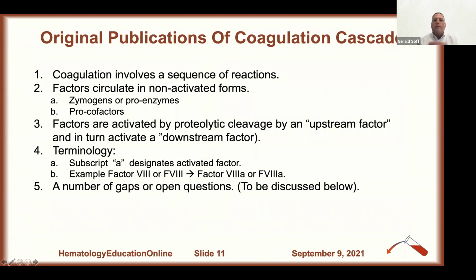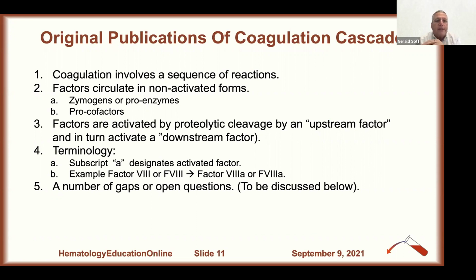So what do we take from this? Number one is that the coagulation cascade involves a sequence of reactions. Factors circulate in a non-activated form, a zymogen or a proenzyme or a pro-cofactor. And we'll come back to this. The other important concept was that factors are activated by proteolytic cleavage by an upstream factor, and in turn activate a downstream factor.